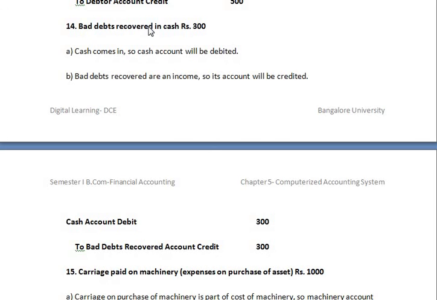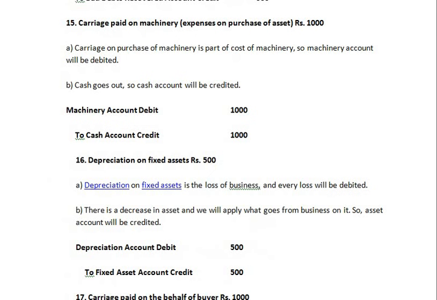Bad debts recovered in cash. Cash is coming in. So it's cash account debit to bad debts recovered account. Bad debts is recovered. It's an income.